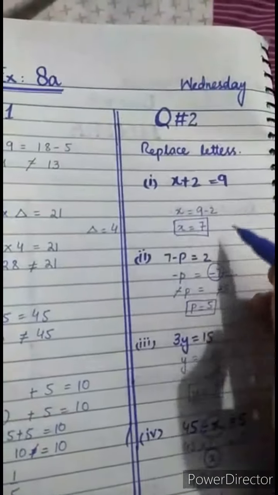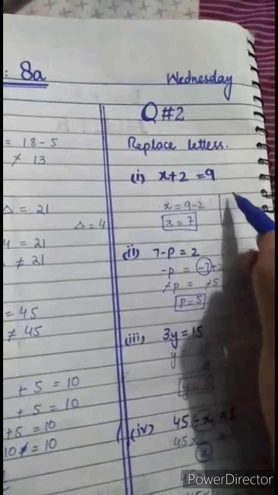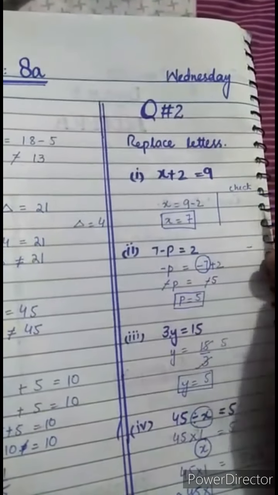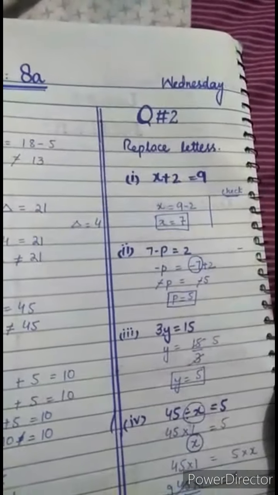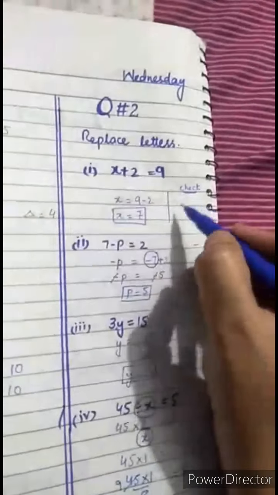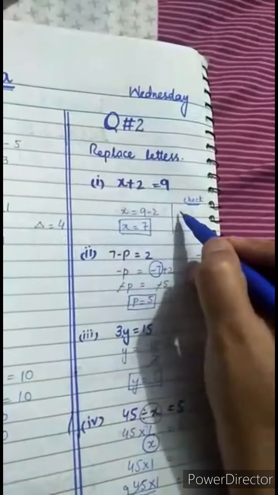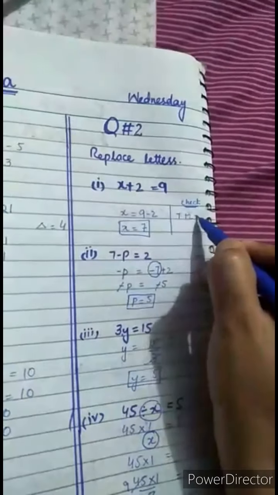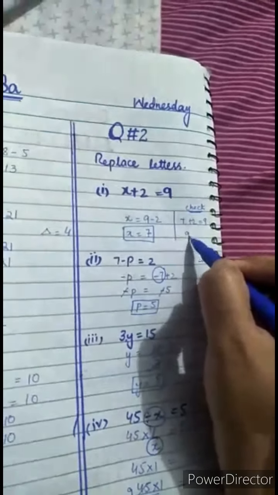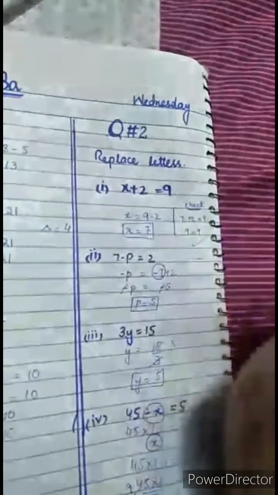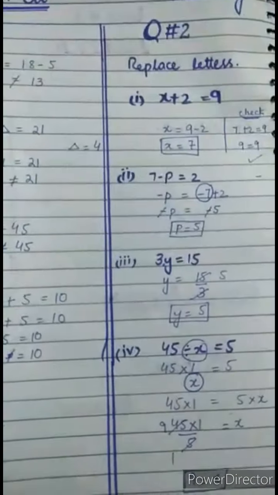Like, if I check these to verify whether my answer is correct or not, you can place x as 7: 7 plus 2 equals 9. So 7 and 2 is 9, equals 9. So my answer is correct. You can check like this.